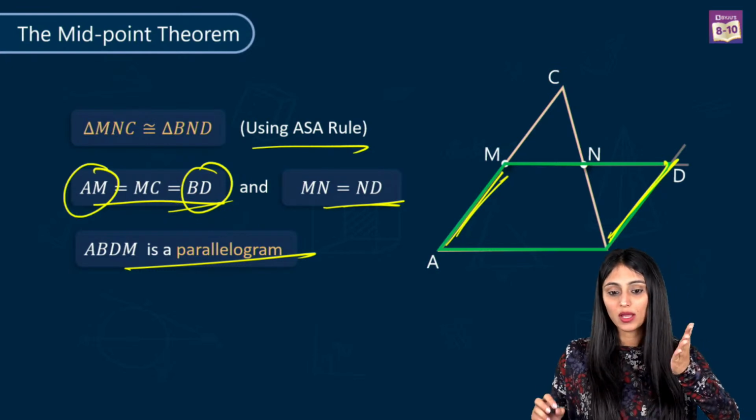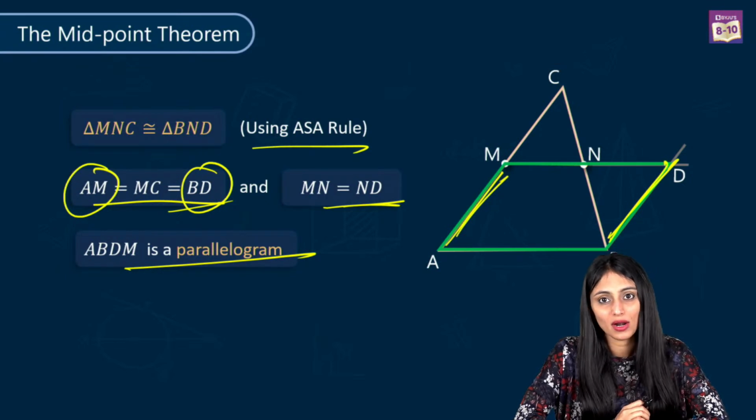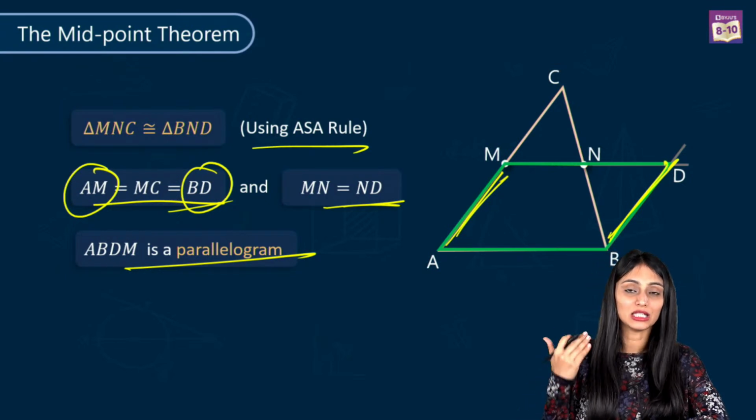I think just a few minutes before somebody asked the same question in the comment section, right? Can we call a quadrilateral a parallelogram if we see that the sides are equal as well as parallel?